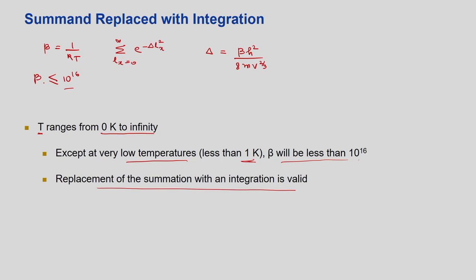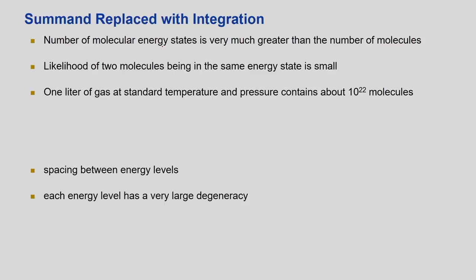What we said was that all the energy levels are continuous in nature. It means they are closely spaced. So, let us see, is it closely spaced? We talked about this particular assumption: the number of molecular energy states is very much greater than the number of molecules. So, it means when a molecule is provided the energy states, the number of energy states it has access to is much, much more than the number of molecules. So, it has freedom of choosing many energy states where it wants to enter. The outcome of this is that two molecules cannot be in the same energy state.